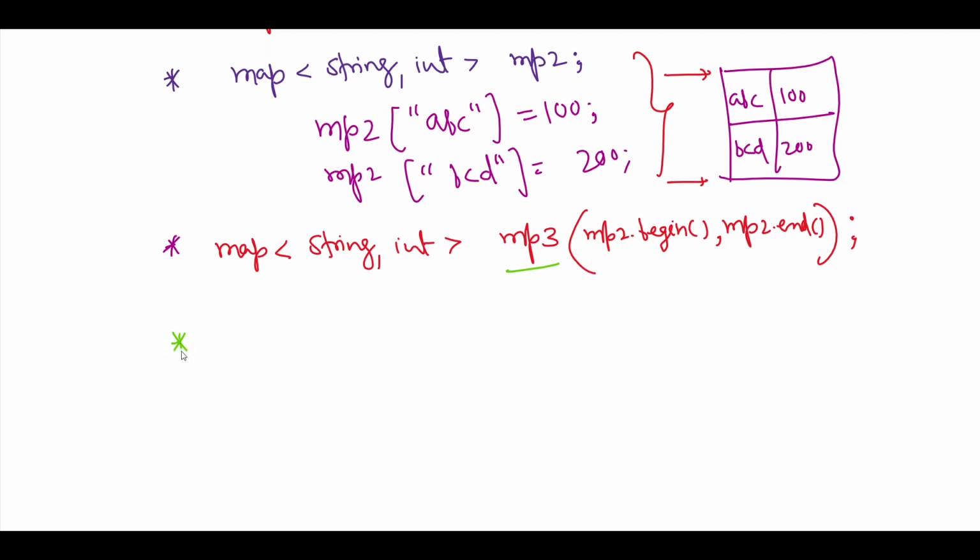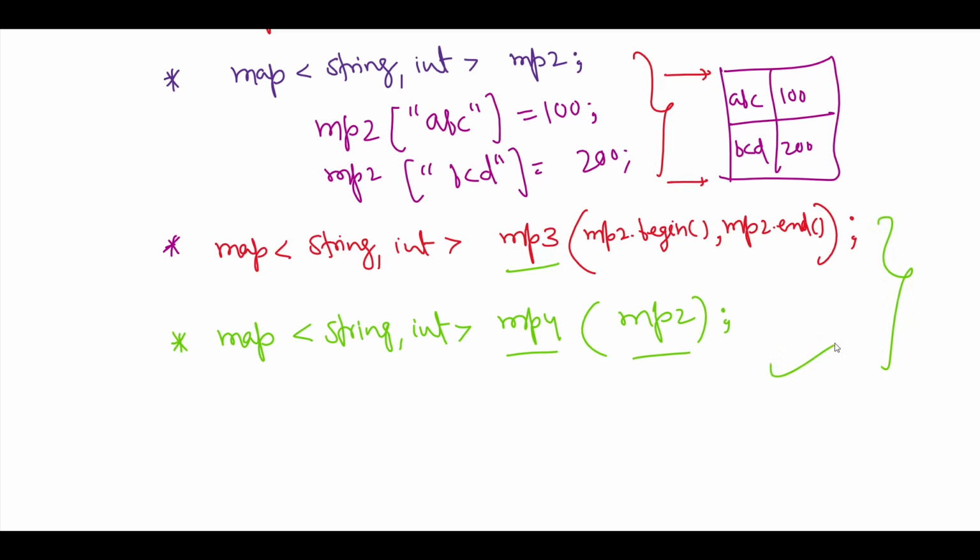You have some another way so that you can assign a map to another map. So how can you do that? I am again creating another map which is having key of string type and value of int type and naming it as mp4, and then I'm passing mp2 in mp4. So what it is going to do, it will make mp4 same as mp2. So both these things are doing same task. Clear?